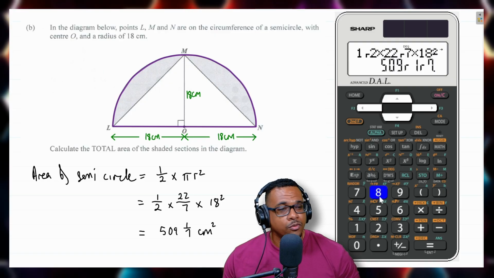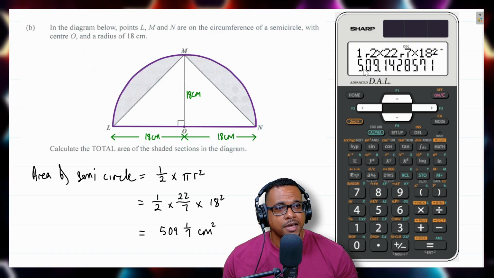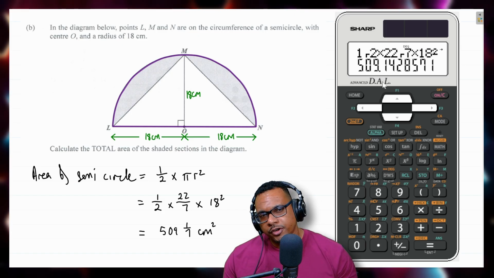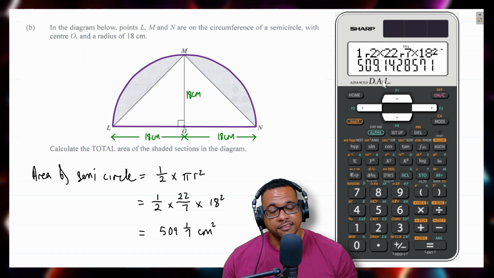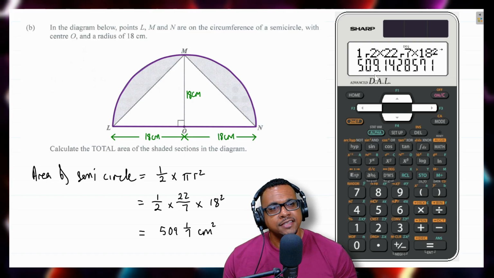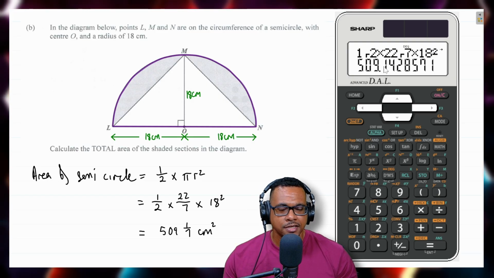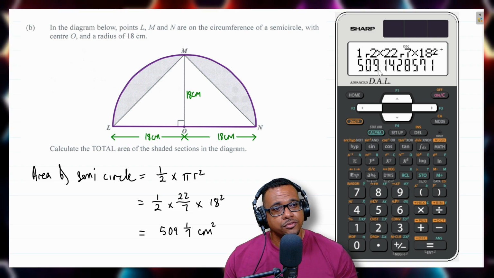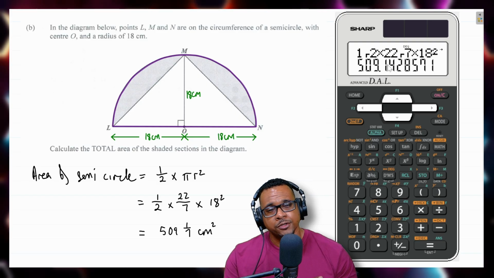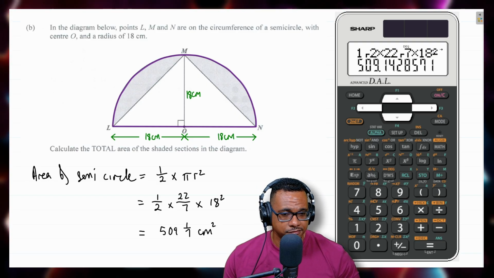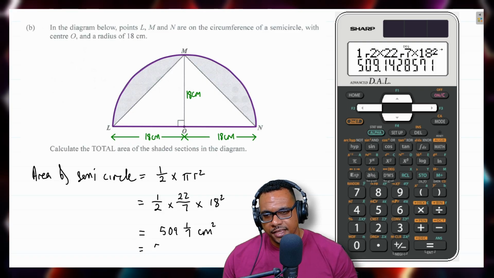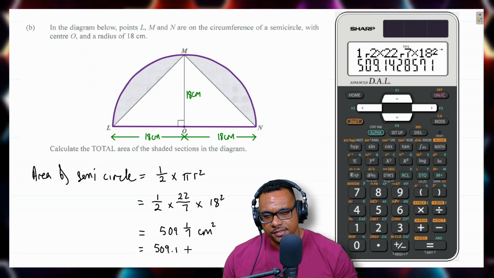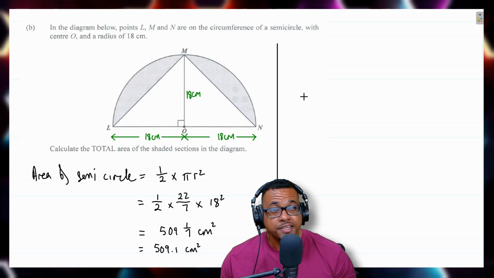Now, as a decimal, all I have to do is press the fraction button, and it converts it into a decimal, which is 509.14, and so on. Now, if you want to write the final answer as a decimal to 3 significant figures, what I should do is write these answers here to 4 significant figures, so I can approximate the final answer to 3 significant figures. So 1, 2, 3, 4. 1 is the 4th significant figure. After there's a 4, so the 1 remains the same. So 509.1 to 4 significant figures. So I'll have 509.1 centimeters squared. So now for the area of the triangle.